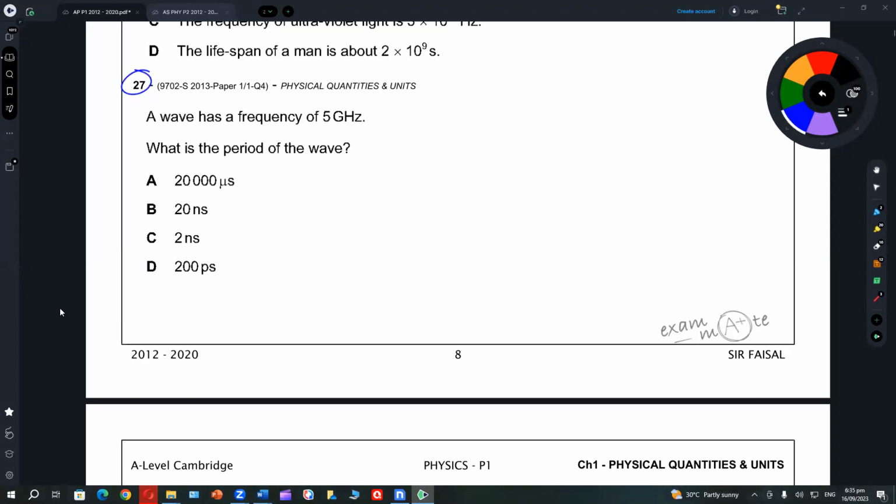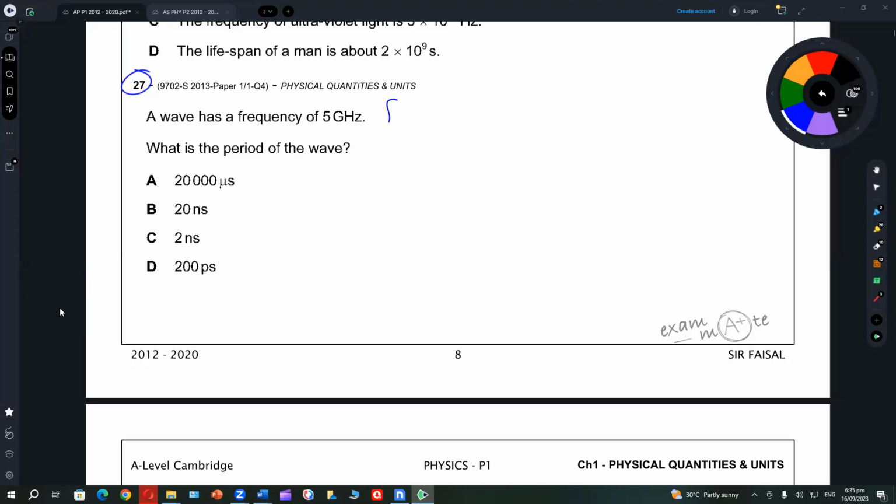Question 27. A wave has a frequency of 5 gigahertz. Unit conversion is there. Unit conversion is their favorite topic and they really play around with it. What is the period of the wave?